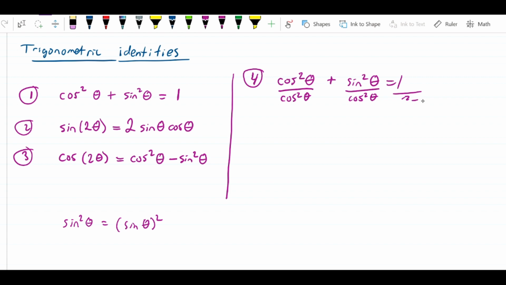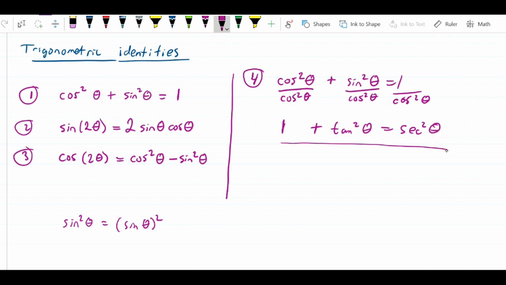write this one a little bit neater. If I do that, then what I get is cosine squared over cosine squared is just 1. Sine squared theta over cosine squared theta is tangent squared theta, and 1 over cosine squared theta is secant squared theta. So that gives you the relationship between tan squared and secant squared, and it's very useful because it allows you to convert back and forth between tangents and secants in the same way that this equation up here allows you to convert back and forth between cosines and sines.